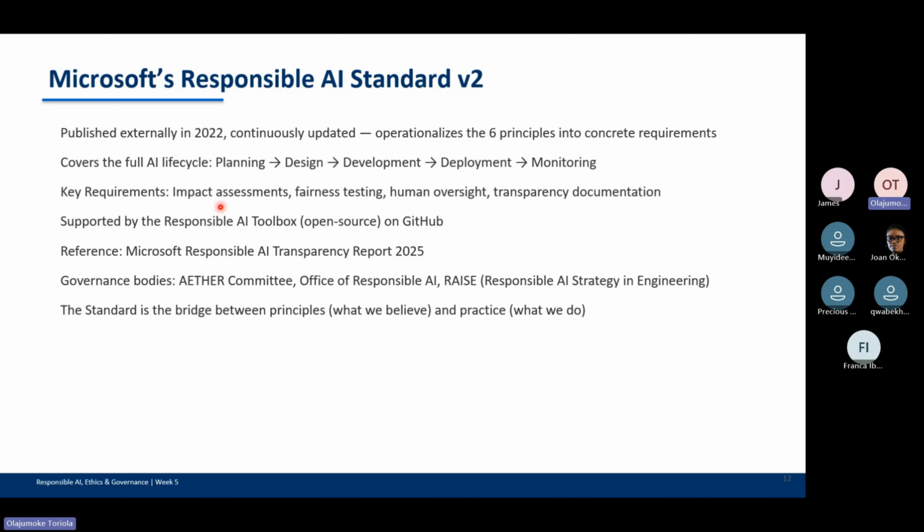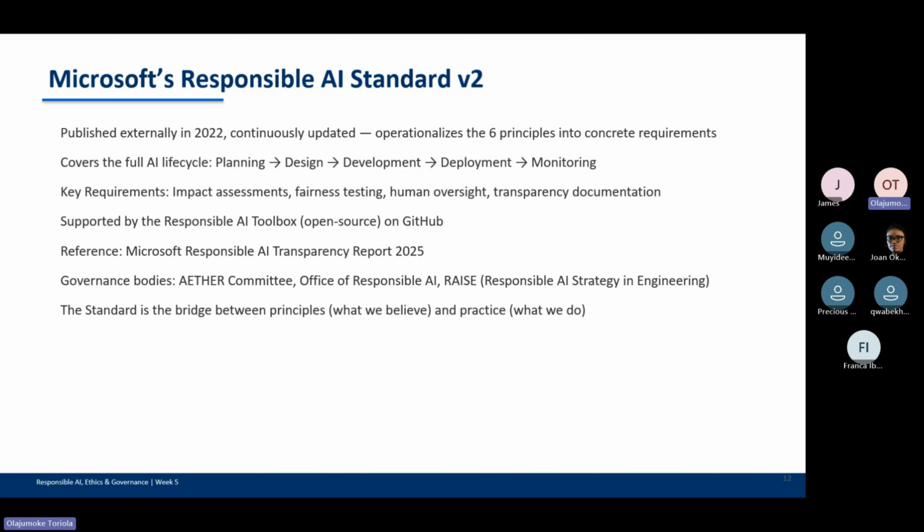It's looking at things like impact assessment. When anything goes wrong in an AI system, what is the impact? What is my risk profile? Can my risk profile accommodate the impact from the risk that comes with that thing? You have impact assessment, fairness testing, human oversight, transparency, documentation, and all of that. All of these are supported by the Responsible AI Toolbox, which is open source on GitHub. So if you go to Google today and type Responsible AI Toolbox, it's going to open in GitHub and you're going to see it to use.